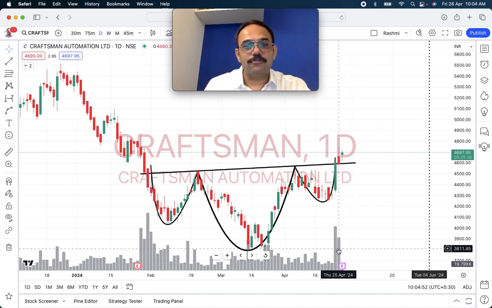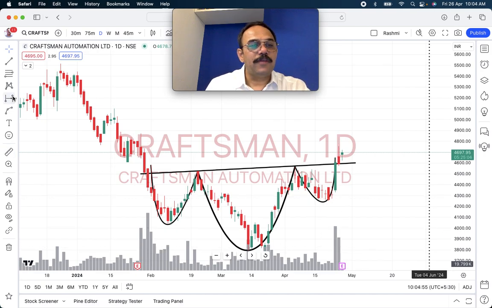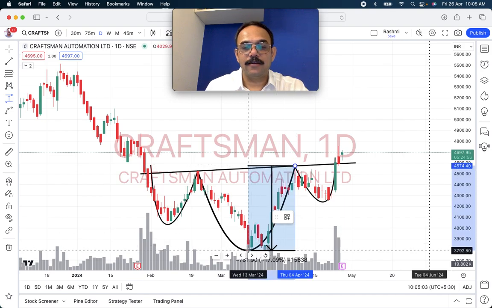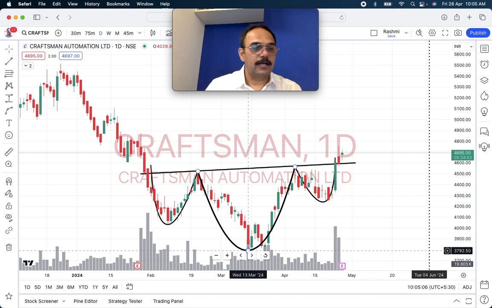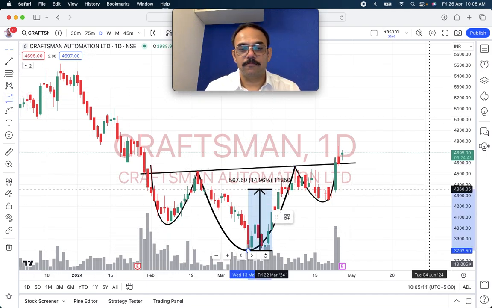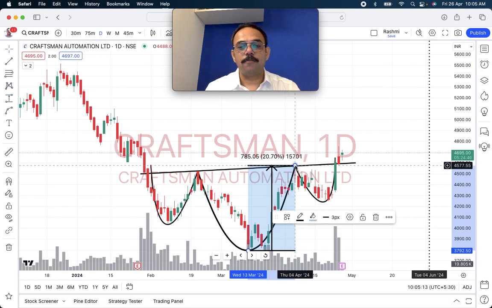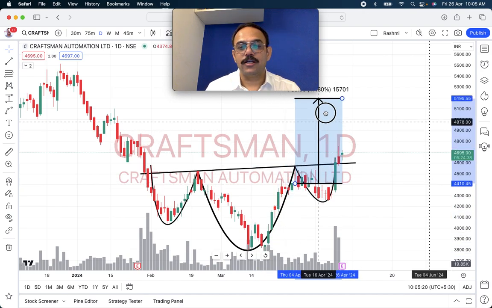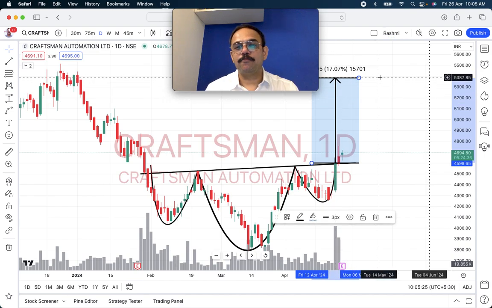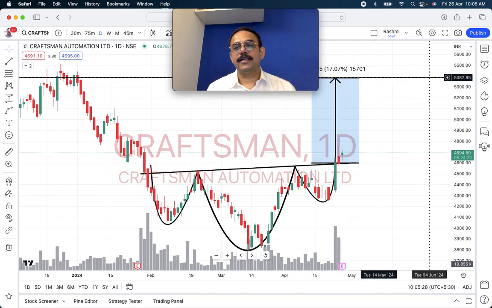Once we have a perfect head and shoulder, what should be the target? We have to take the neckline and the low of the head. We have to measure it. I have to measure it the other way around. So we take from the head bottom till the top, we got 785 points. So there is a chance for the successful head and shoulder, it might go till 785 points in coming days.